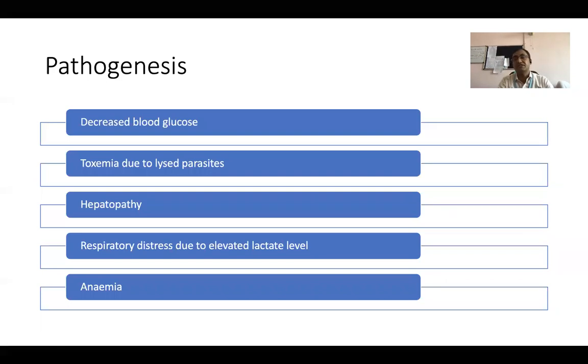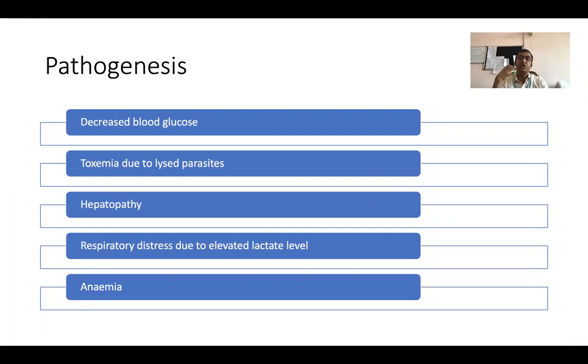The pathogenesis is well explained in pathology and even in medicine class, you might have gone through it. I've just enumerated a few things, like the decrease in the blood glucose level as in other domestic animals. And due to the lysis of the parasite, there is induction of toxemia. Hepatopathy is there. Hepatomegaly is there. And respiratory distress is there as the lactate level gets elevated. I have seen this in the dog, because dogs are very, very close to the foxes and other wild animals. So I have seen that case. The animal was brought in, and we nebulized that dog.